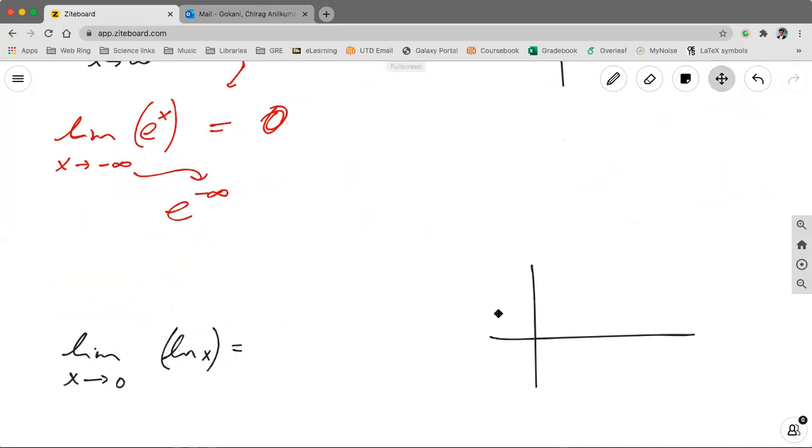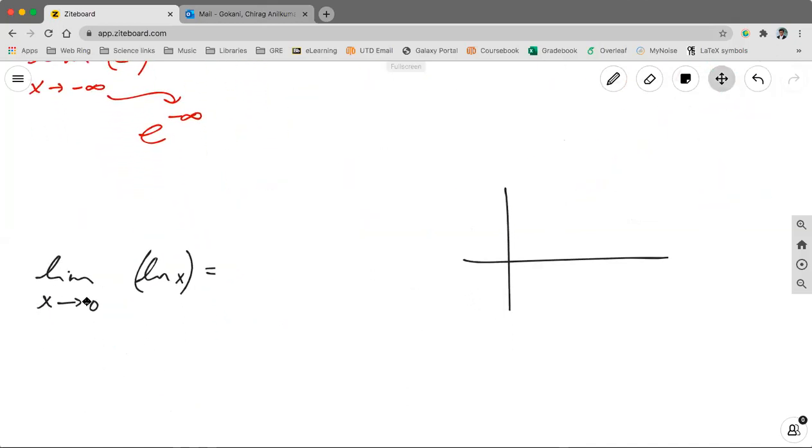Okay, let's do just a few more of these. What is the limit as x approaches 0 of the natural log? I'll draw the natural log for you. It looks like this. As x approaches 0, what does the function value approach?